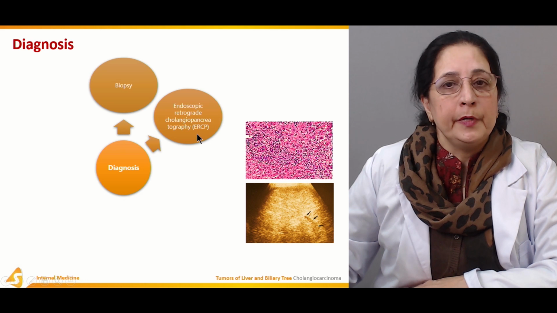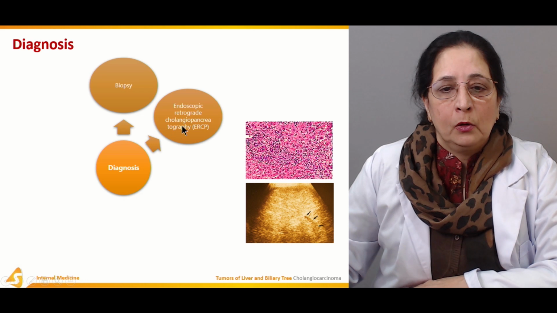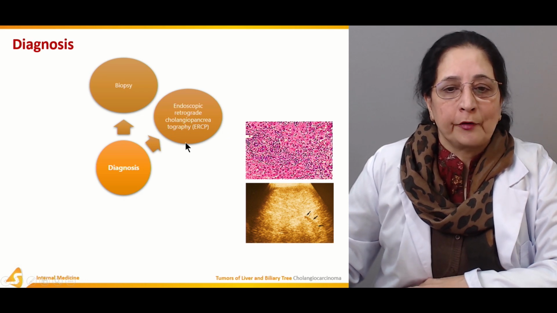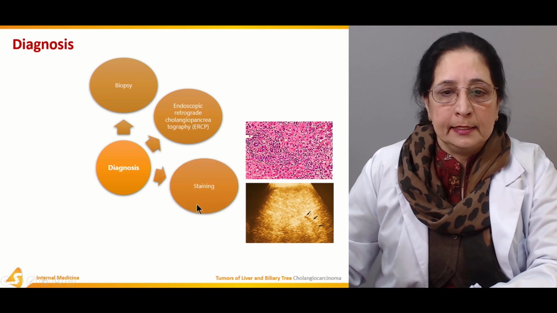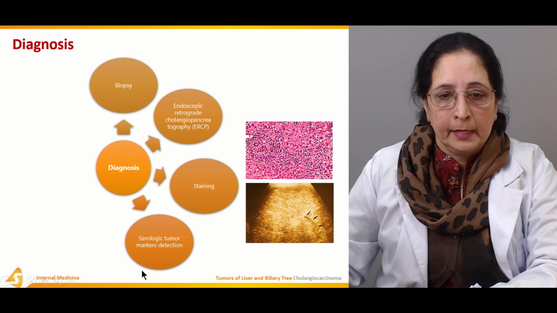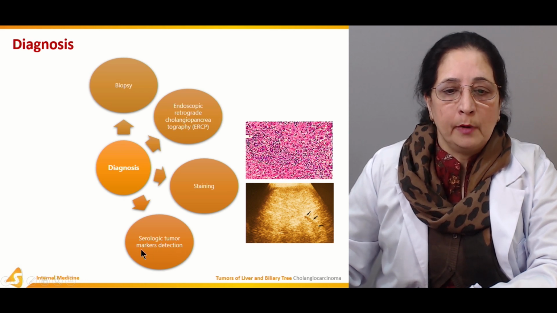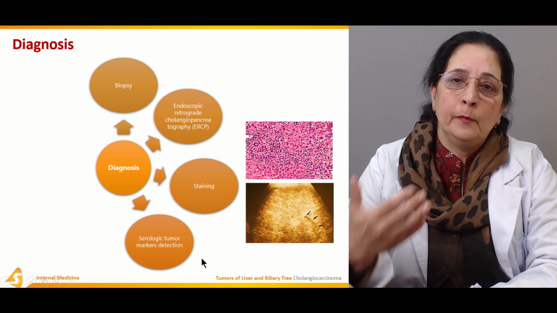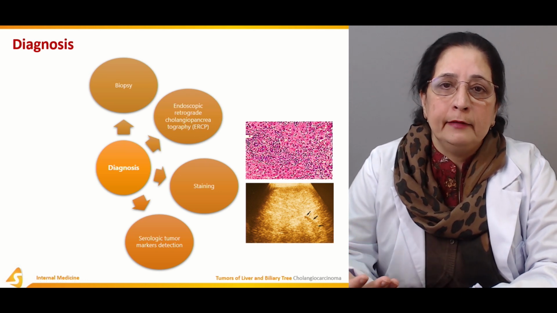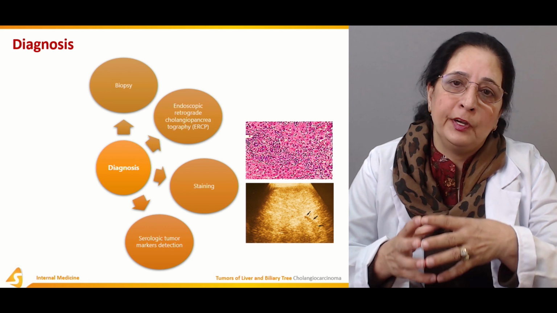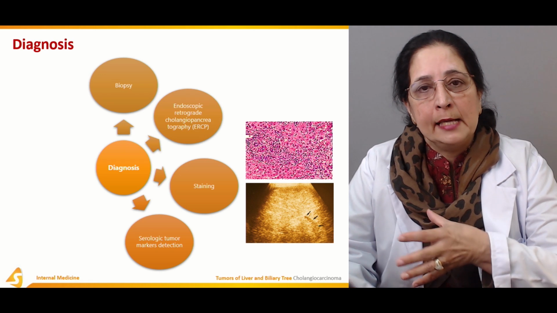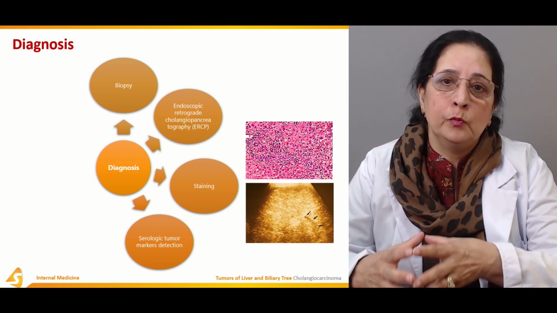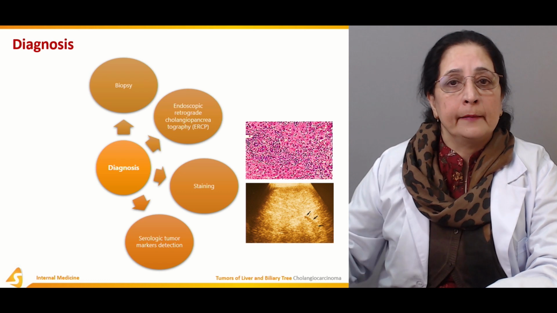Endoscopic ERCP. ERCP is endoscopic retrograde cholangiopancreatography. So this is one other diagnostic test. Then the staining is performed. Serologic tumor marker detection: we check whether tumor markers are elevated or not, like carcinoembryonic antigen, then we have CA19-9. All these are the tumor markers that can be detected.